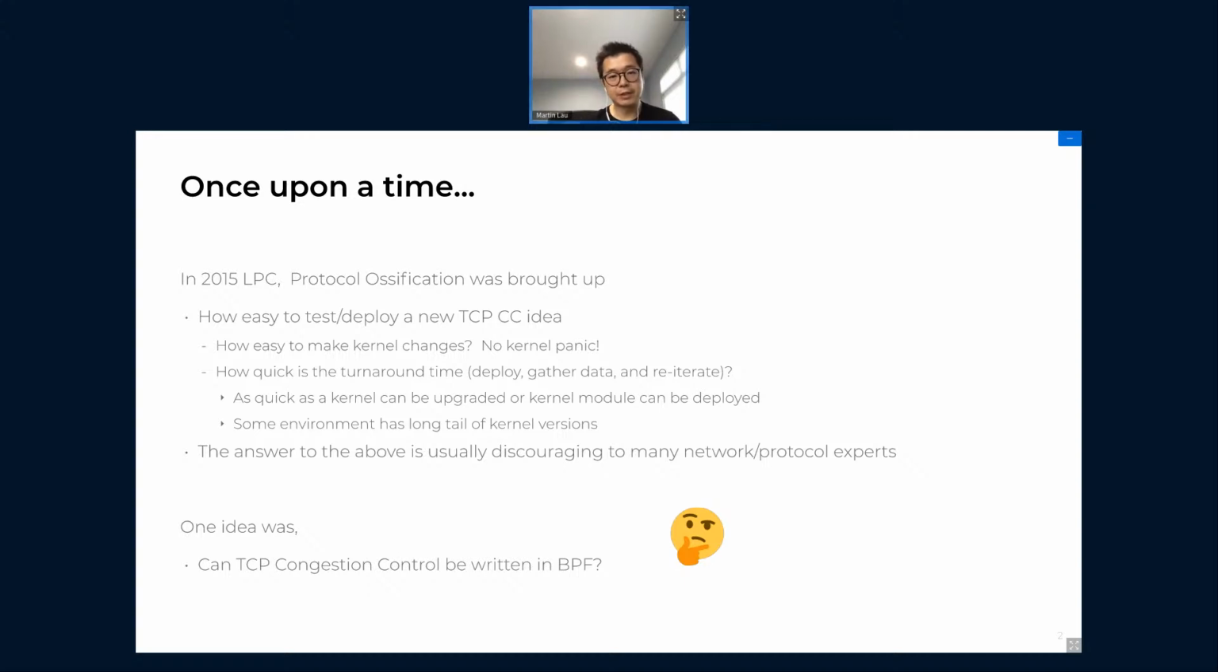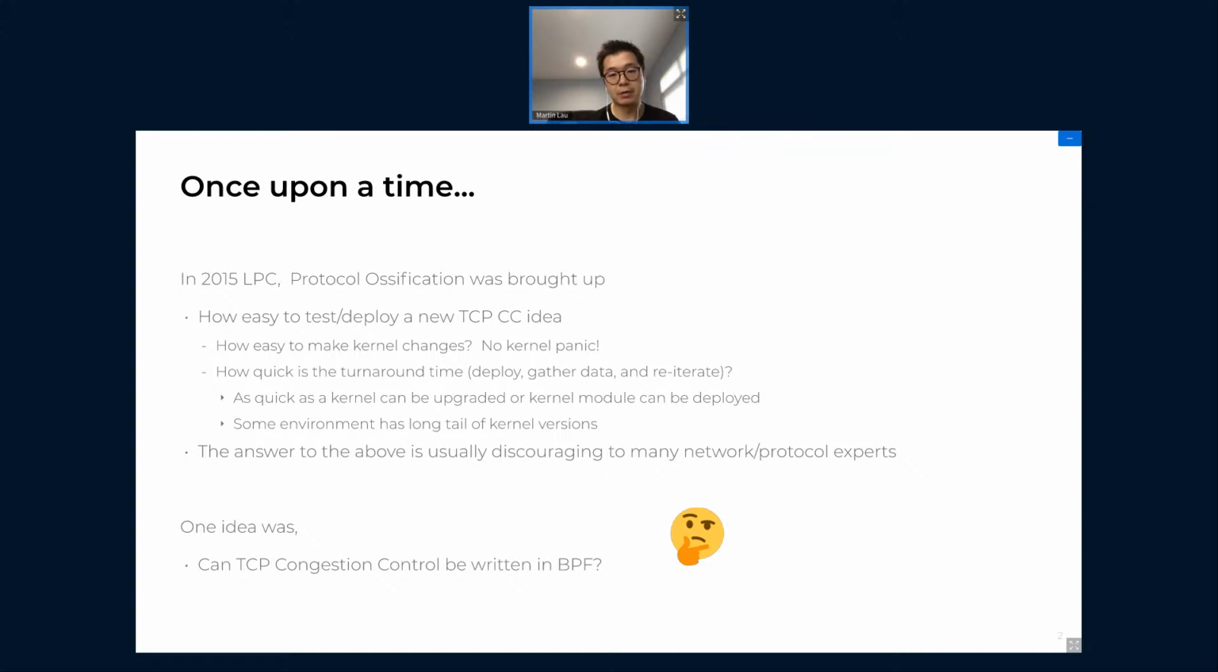Today, I want to talk about the BPF work we have done in the networking stack. So in 2015, I attended the LPC. One of the topics that got brought up was protocol ossification. In our team, we always got questions asked like, how easy is it to test or deploy a new TCP congestion control idea? The answer is usually discouraging because it turns out to be how easy is it to make kernel changes without the kernel panic, and sometimes it's also very difficult to deploy those changes.